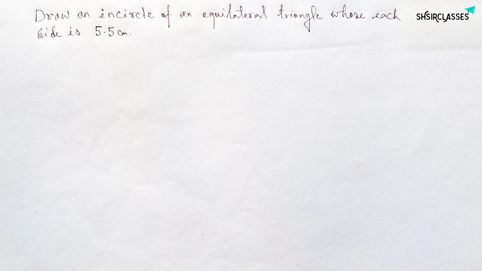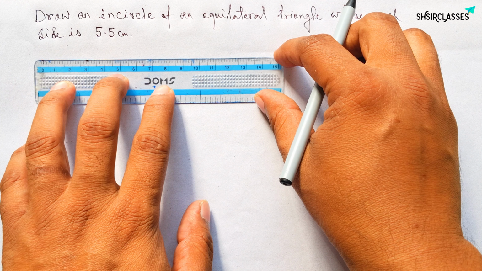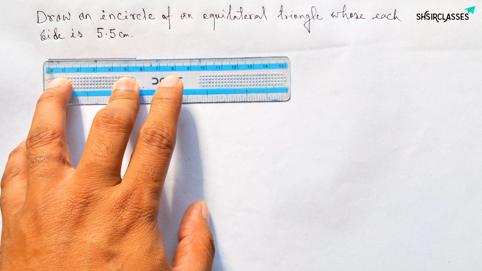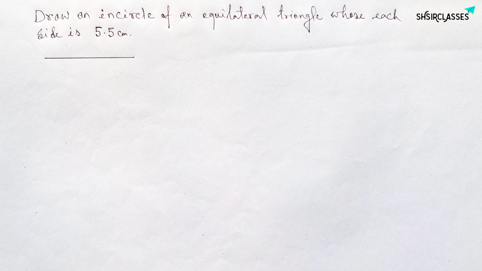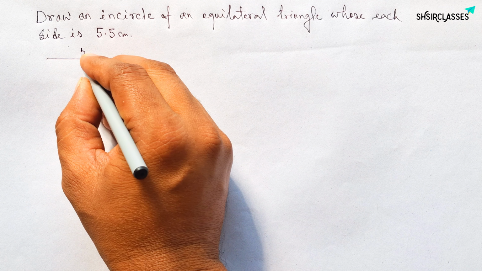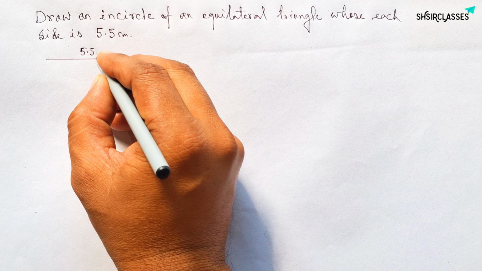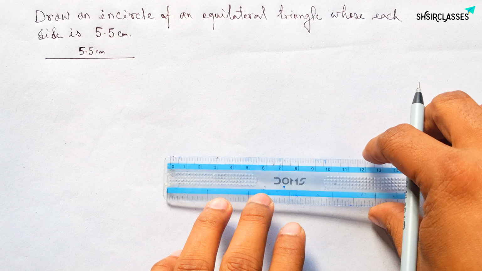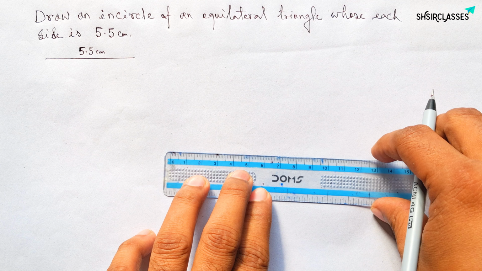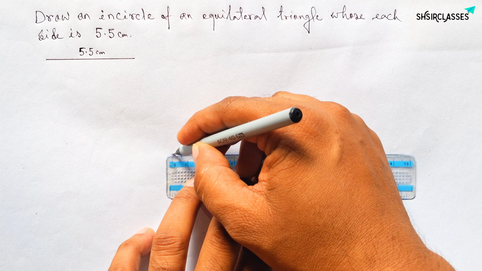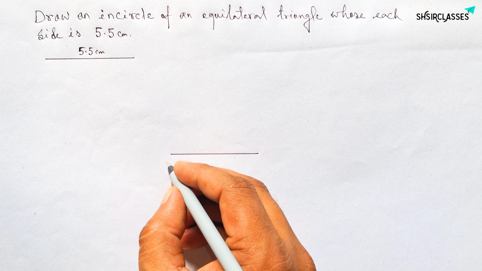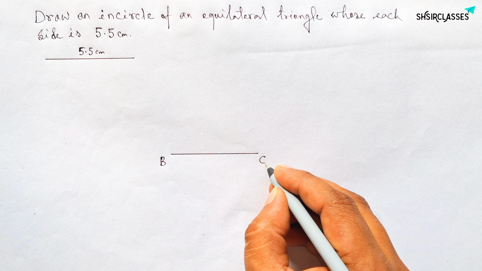First of all, let us draw here a line segment of length 5.5 centimeter. So this is a 5.5 centimeter line segment. Again, draw here a line segment of length 5.5 centimeter. Labeling here point B and C.